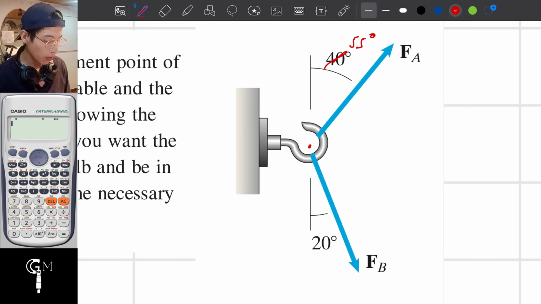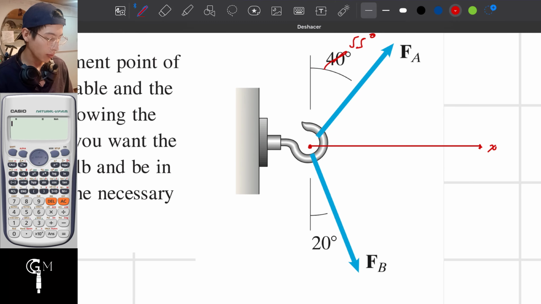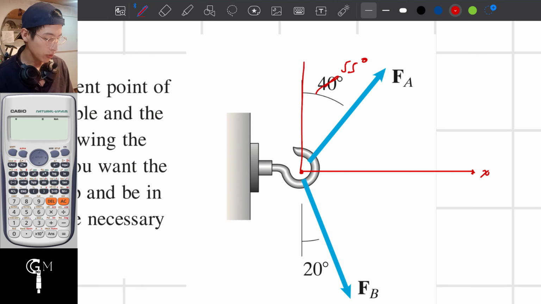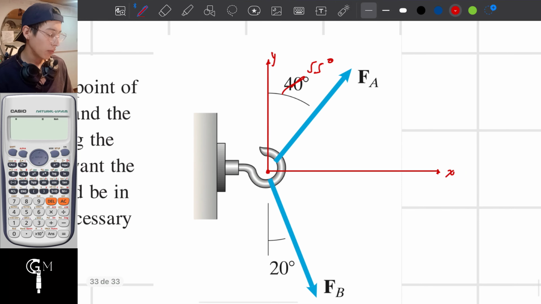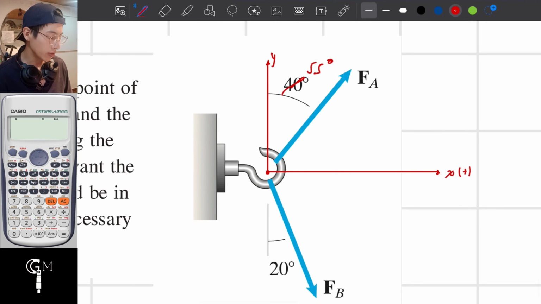First, this is going to be called my point zero, the origin of my analysis. Right here we have the x-axis, and perpendicular to it, please bear with me, we have the y-axis. Of course, this is the x-axis positive and the y-axis positive as well.